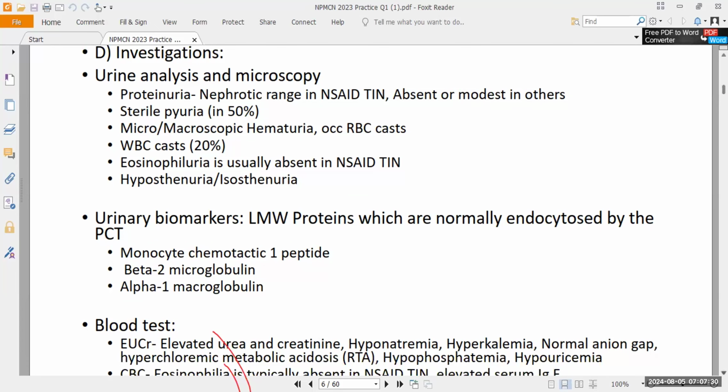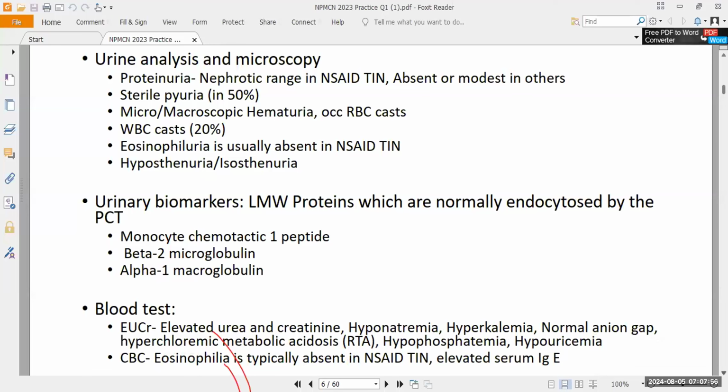I'll also do some blood tests. EUC, she already has an elevation in urea and creatinine. Because of the chronic use of NSAID, I expect to see hyponatremia and hyperkalemia. She could also have normal anion gap, features of hyperchloremic metabolic acidosis, hypophosphatemia, or hypouricemia.